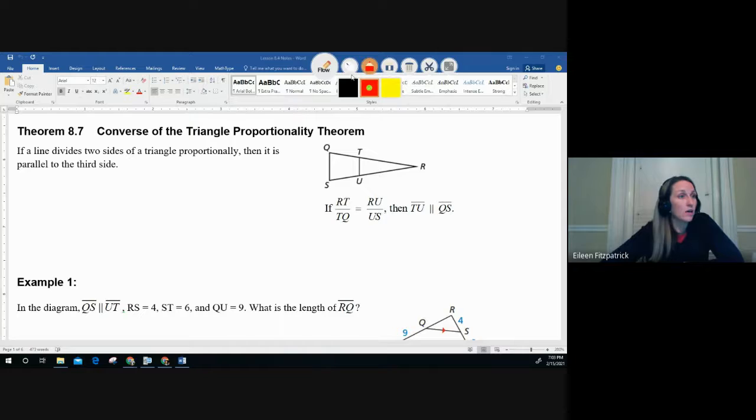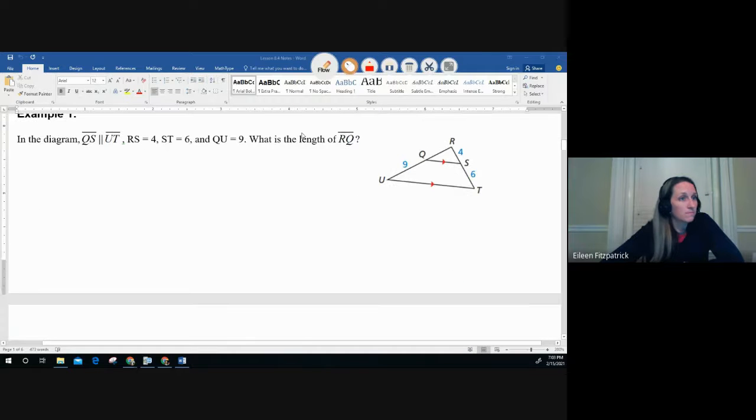Okay. So, let me scroll down. So here it says, in the diagram, that QS is parallel to UT, which is marked, okay? And it says that RS is 4, ST is 6, QU is 9. What is the length of RQ?